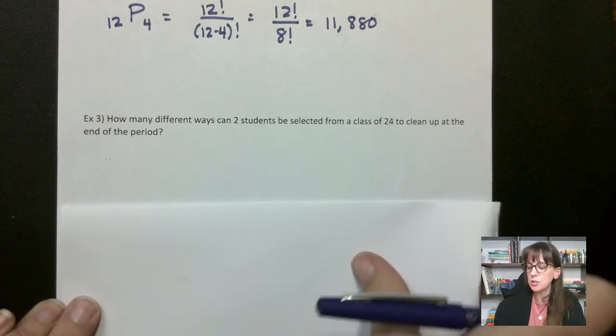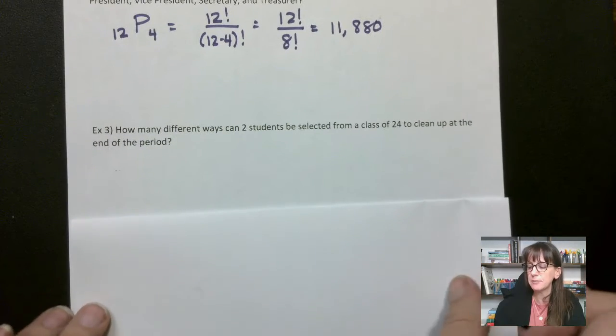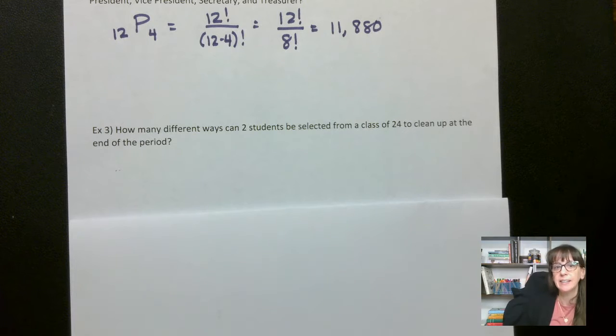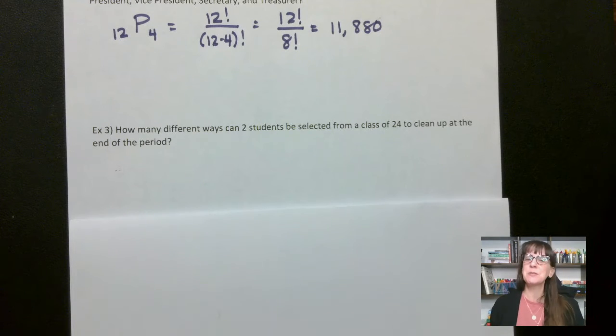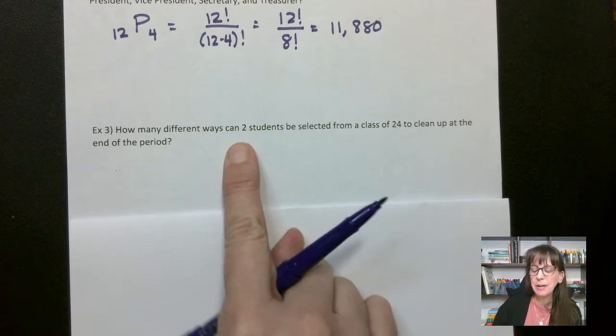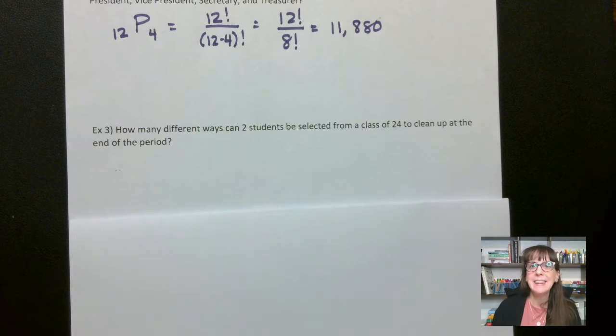How many different ways can 2 students be selected from a class of 24 to clean up at the end of the period? The nice students who will help clean up at the end of the period. Okay, so how many ways can we select 2 out of the 24? The order doesn't matter. I don't care if you pick Susie and then Joe, or Joe and then Susie.